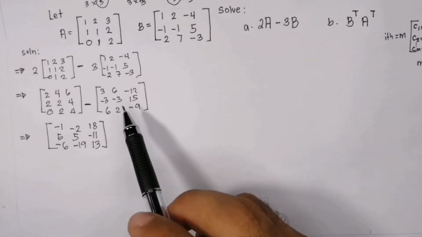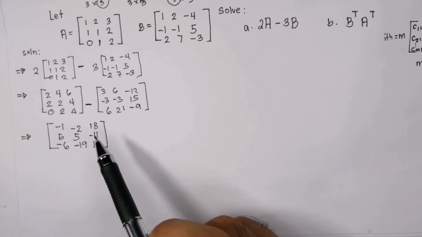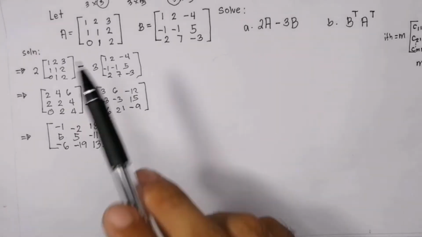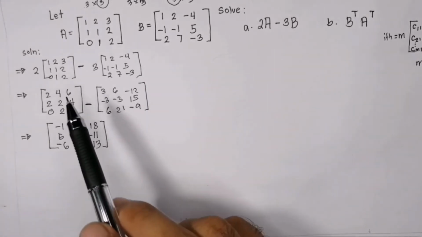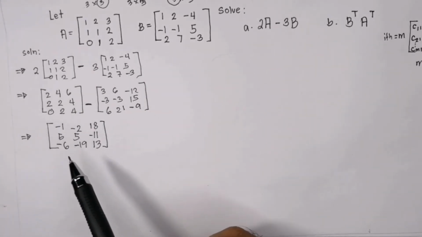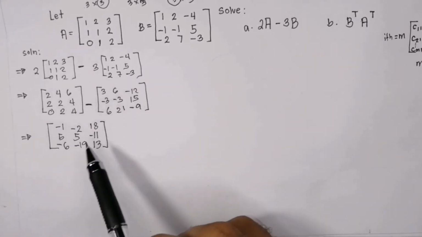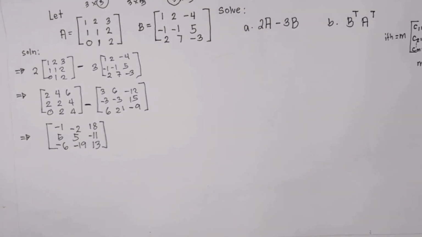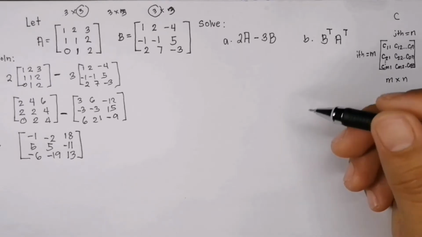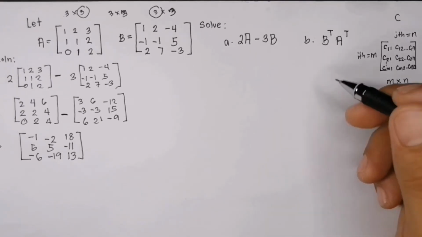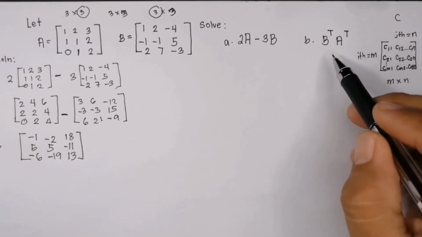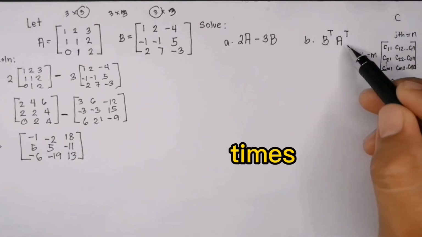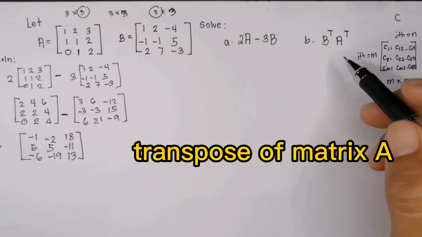This process is also applicable when we are trying to solve the sum of two or more matrices, as long as the dimensions of each matrix are the same, or else the result is undefined or the matrix cannot be solved. This time we're going to solve the problem letter B, and we're going to find the product of the transpose of matrix B times the transpose of matrix A.